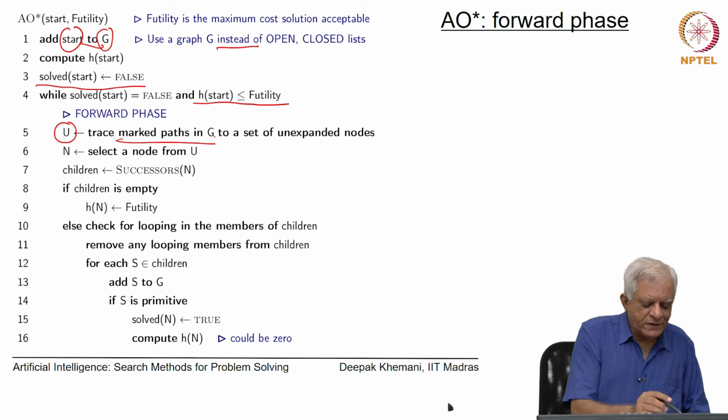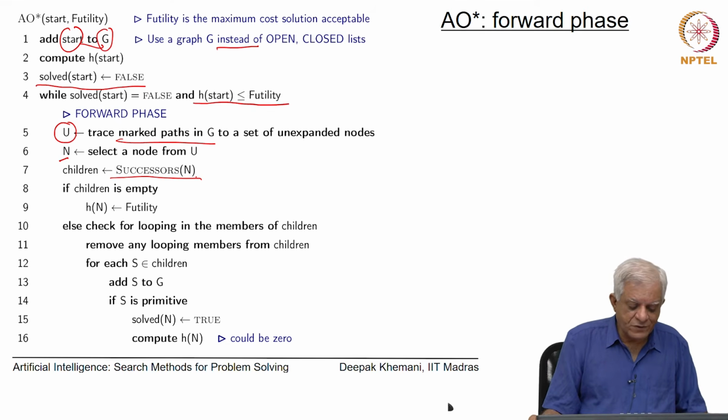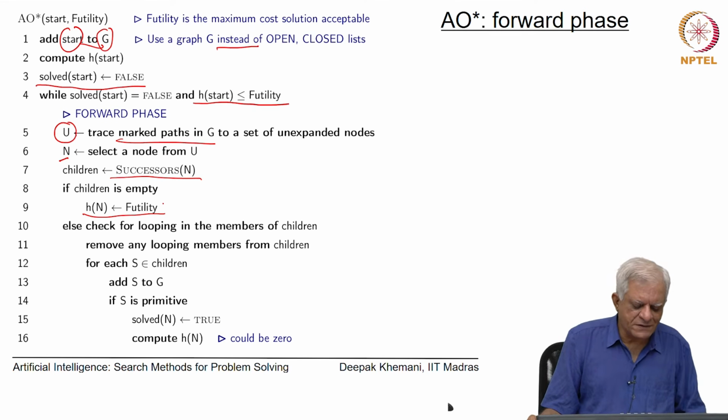So, you have picked this node n from the set U, and as before we generate successors of n by whatever mechanism we have. If it has no successors, then we simply say that it cannot be solved, and we assign the futility value to n. Futility is a very large number beyond which we are not willing to go.